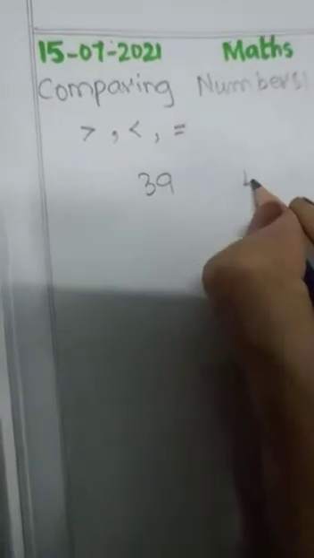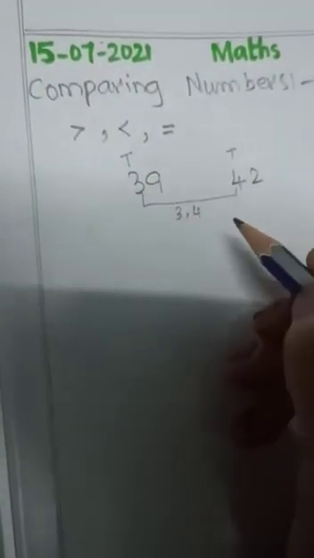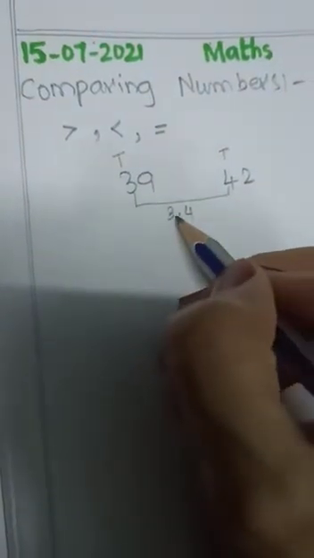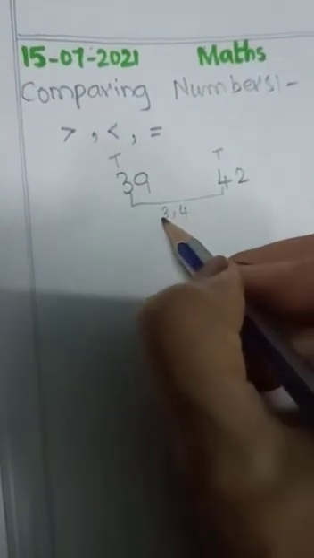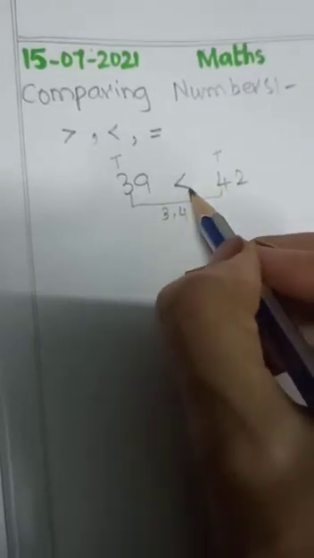In the previous class, that means in your second class, we have learned how to compare a two-digit number. How will you compare a two-digit number? You should compare the numbers which are on the tens place. So we have 3 and 4 on the tens place, and 4 is greater than 3. So put the open mouth towards the bigger number.